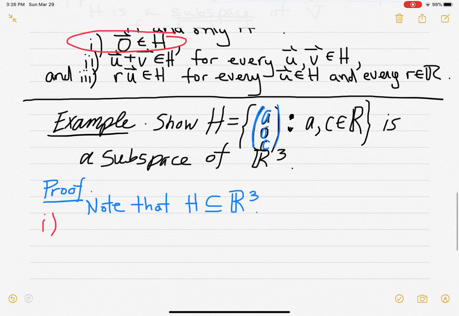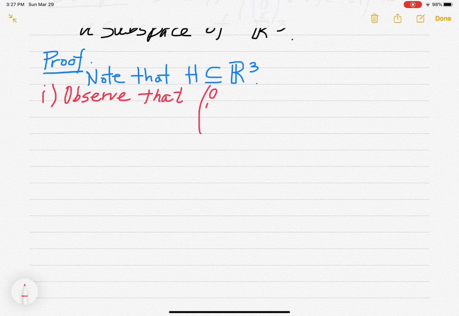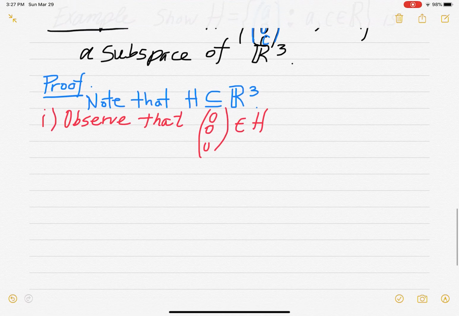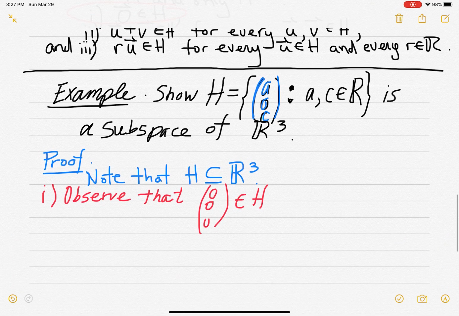So, let's just observe that the vector 0, 0, 0 is in H. And we have to give a reason. We have to reason our way through it. So why is the vector 0, 0, 0 in H?